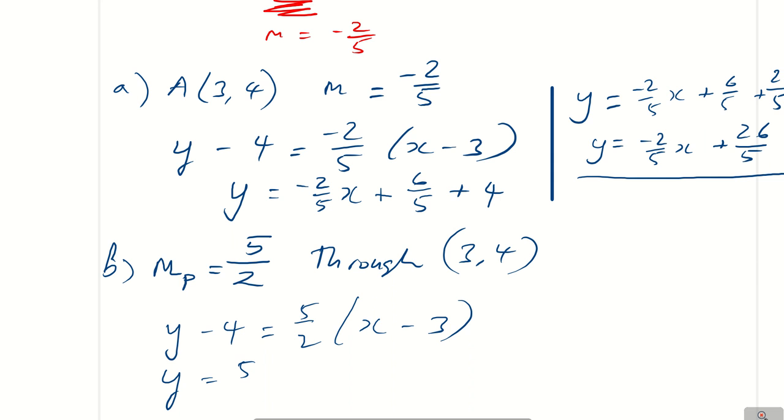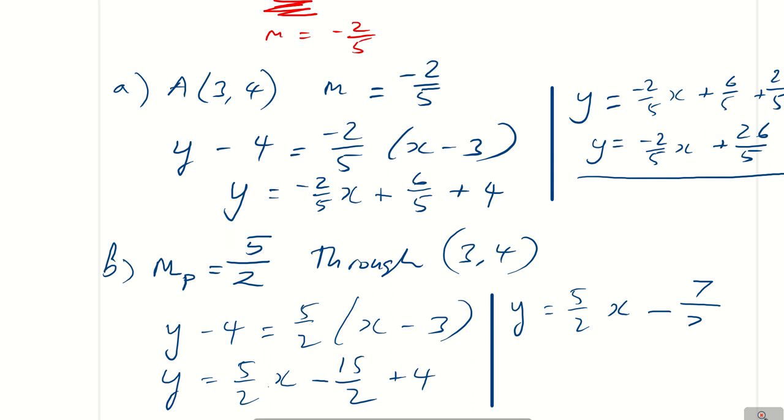So y equals 5 over 2x minus, what's that, 15 over 2 plus 4, which means that we end up with y equals 5 over 2x minus 15 over 2 plus 8 over 2 gives us minus 7 over 2. And that's the equation of the line in part B.